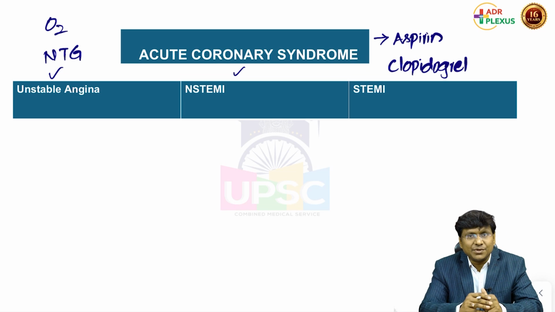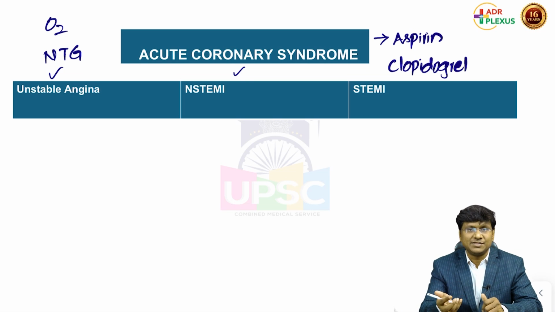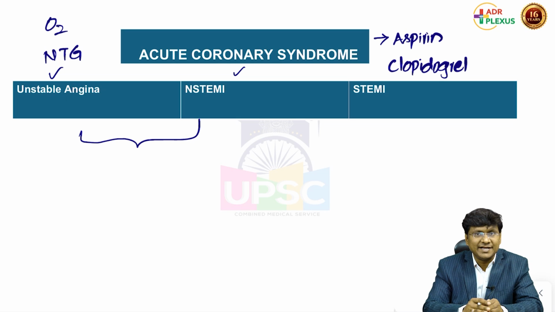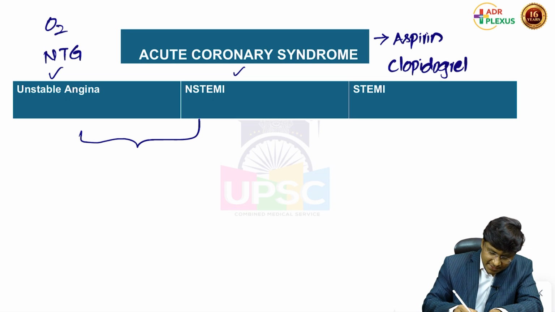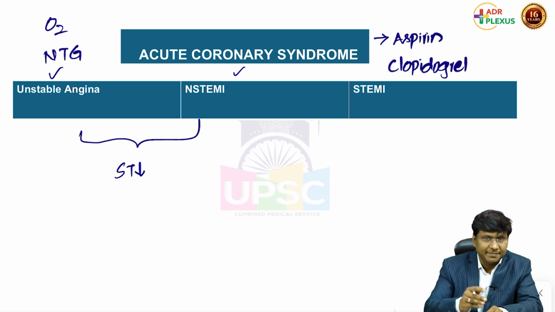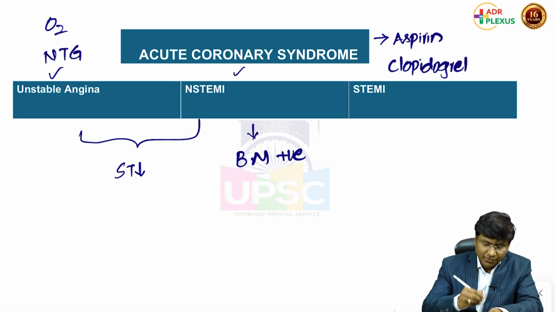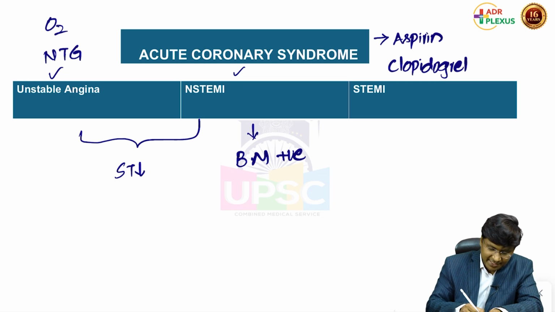Now, in acute coronary syndrome, how will you differentiate unstable angina, NSTEMI as well as STEMI? In both unstable angina and NSTEMI, they will have ST segment depression in the ECG. But in NSTEMI, the cardiac biomarkers are positive, whereas in unstable angina, the cardiac biomarkers are negative.